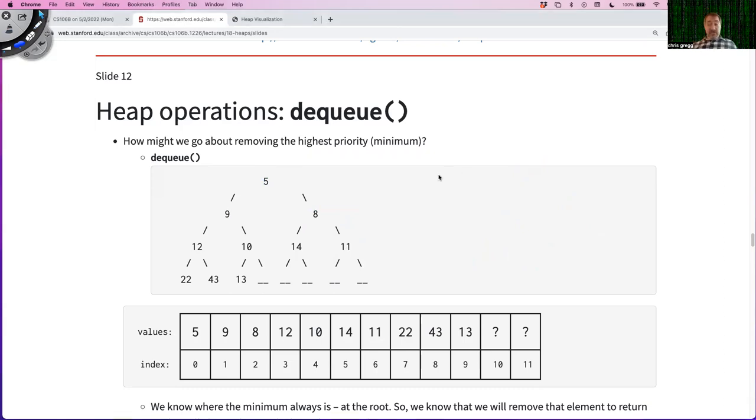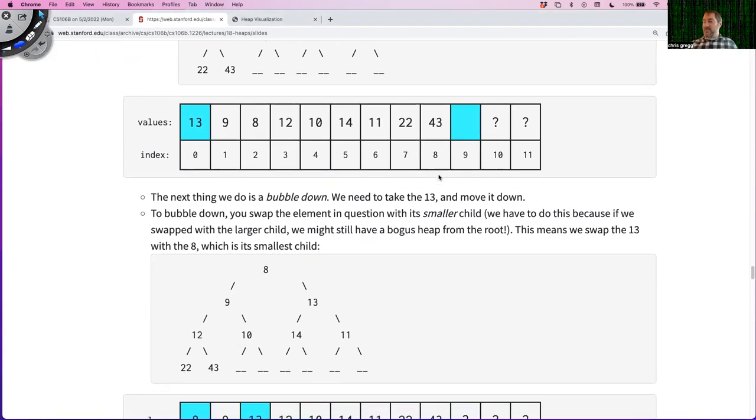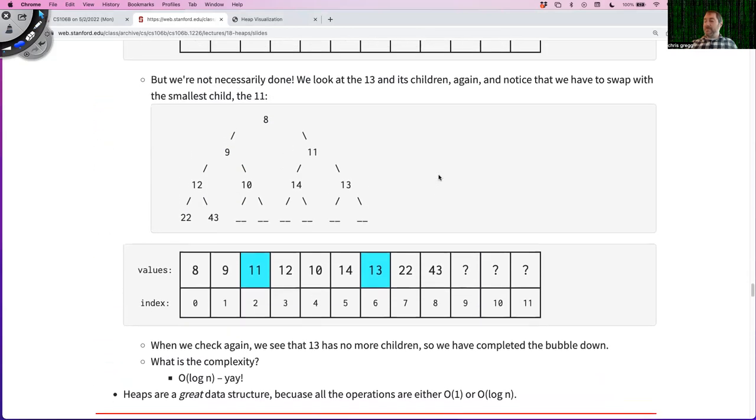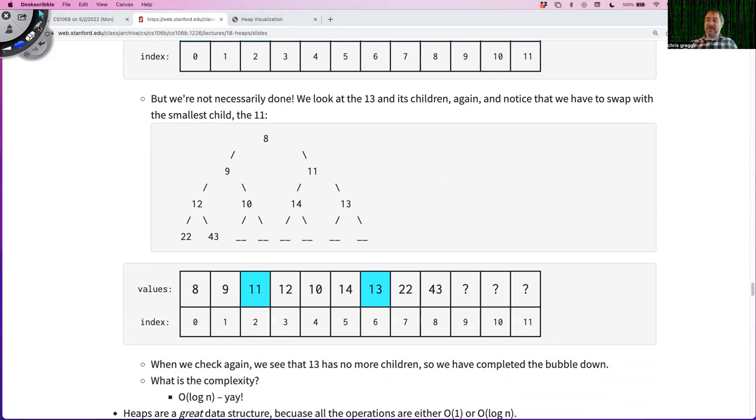Now, bubble down did the exact same thing as what we did here. I'm going to show you another example in a minute. What is the complexity of this? Well, we needed to take the 13 and move it potentially all the way down to the end. How many levels do we have? Log n levels. We only ever need to bubble it down that many levels. This is another log n algorithm. And that's a very cool property to have.